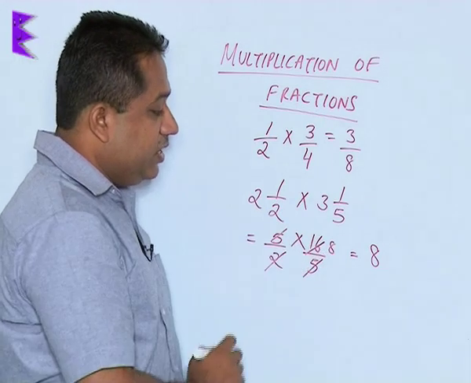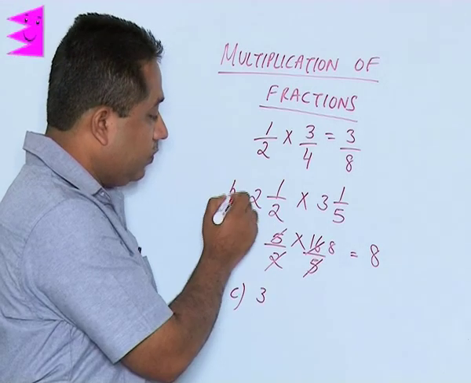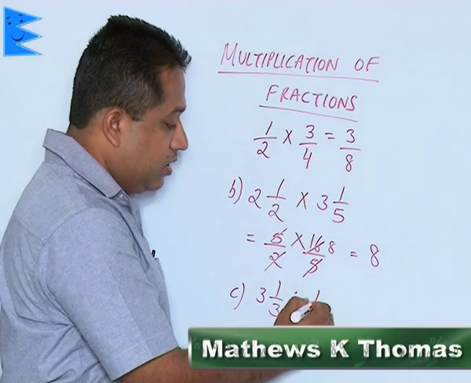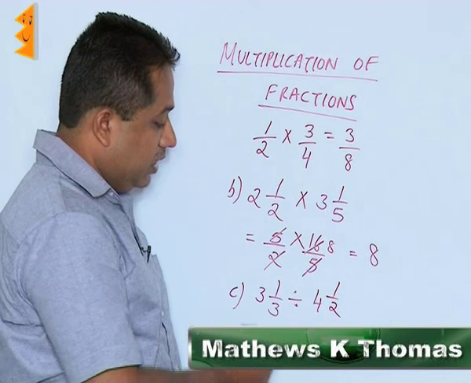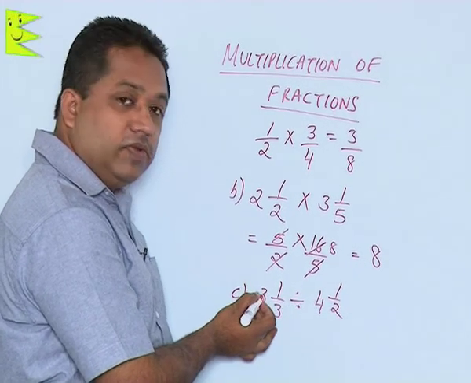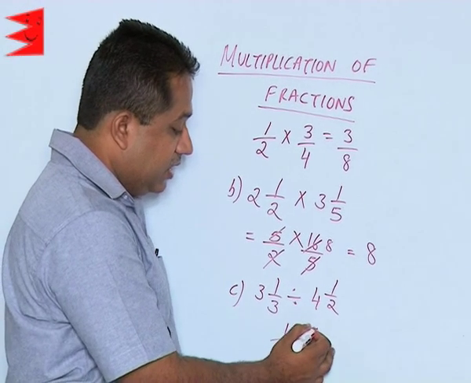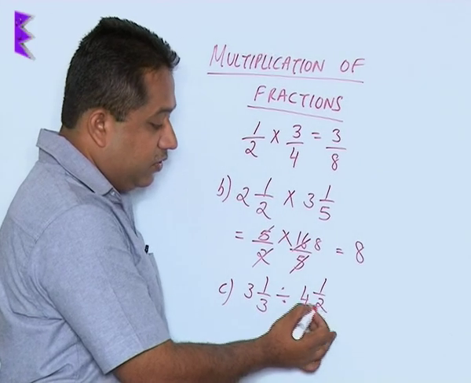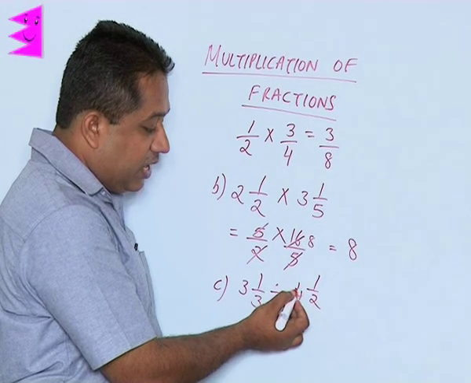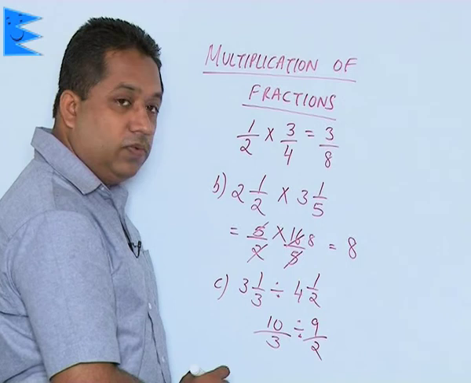Instead of multiplication, if the symbol is division, let us say we have a question 3 1 upon 3 divided by 4 1 upon 2. Now, there is a division sign in between. So, this is 3 into 3 9, 9 plus 1 will give us 10. So, we have 10 by 3 divided by, this is 4 1 by 2, which on converting to an improper fraction, 4 into 2 is 8, 8 plus 1, 9 by 2, it changes to 9 by 2.